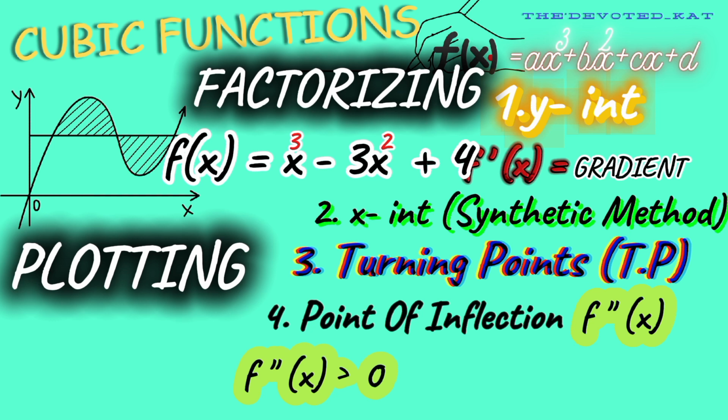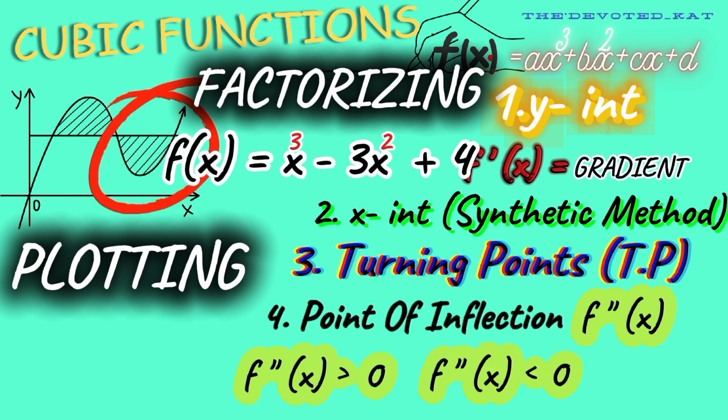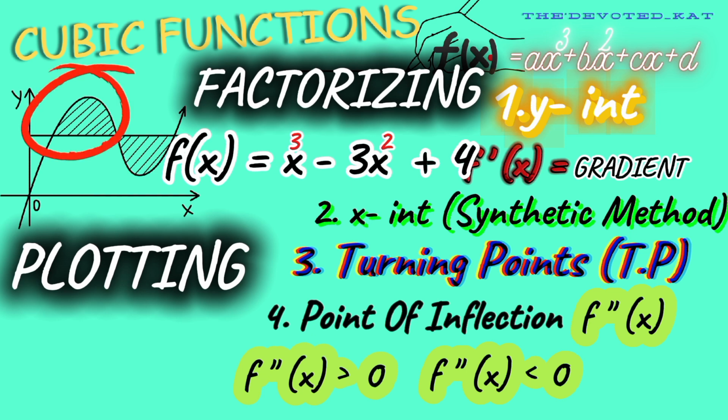So if you find that your point of inflection is greater than 0, you are going to have this type of shape, a smiley one. And if you find that your point of inflection is less than 0, you are going to have this sad shape graph. So this x value on the graph here is the point of inflection.